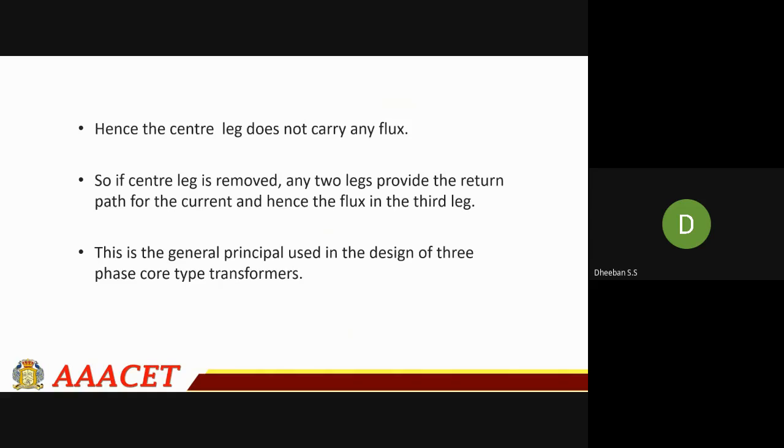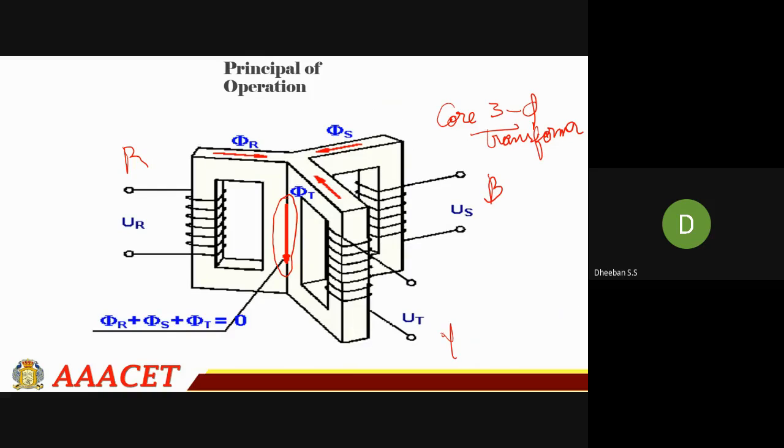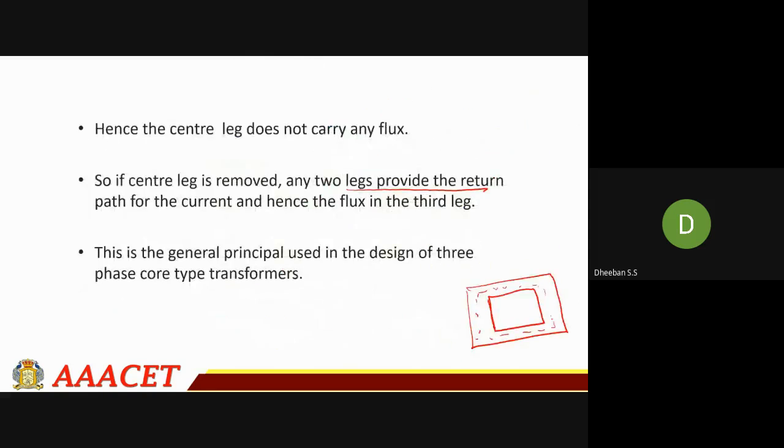Here, if the central leg is removed, any two legs provide the return path. So as I said, in case of your single-phase core, you need your magnetic flux to be in a closed loop. Similarly, in case of a three phase also, the magnetic flux has to be in a closed loop. So even if you are removing your center part, it takes some other alternative path to find your closed loop.